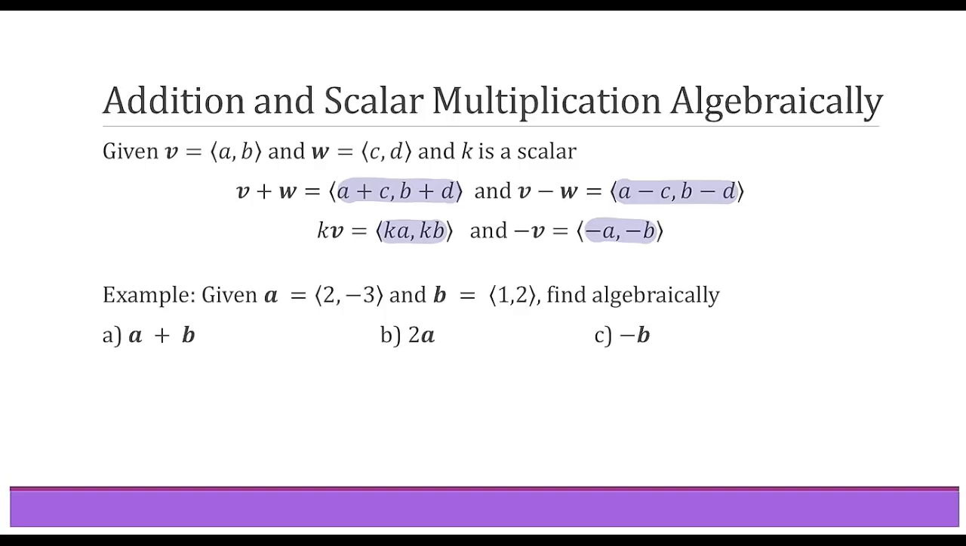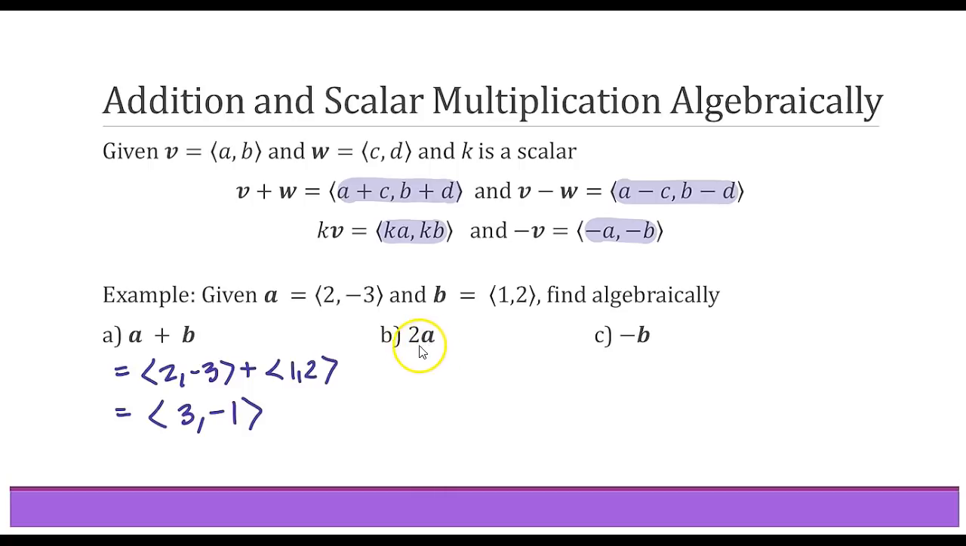So now let's go ahead and practice this. I have a position vector A and a position vector B here. We want to find algebraically, what is A plus B? What we're doing here is we're adding <2, -3> plus <1, 2>, or we're adding the first components to get 3 and adding the second components to get -1. And that's it. That is the sum of these two vectors.